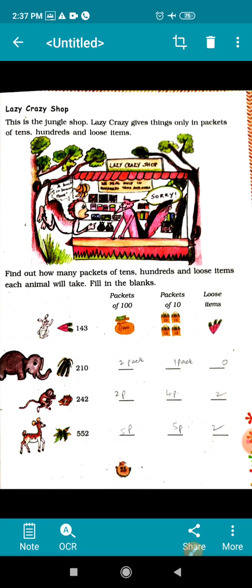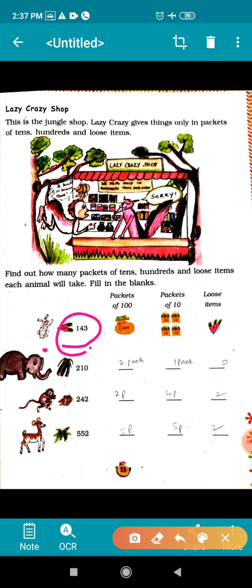Children, this sum I have taken from your book, Lazy Crazy Shop. This is the jungle shop. Lazy Crazy gives things only in packets of tens, hundreds and loose items. Find out how many packets of tens, hundreds and loose items each animal will take. Fill in the blanks. Children, here you can see this rabbit is getting 143 carrots. It means how many packets of 100 is he getting?